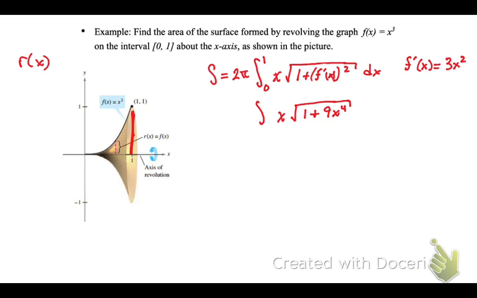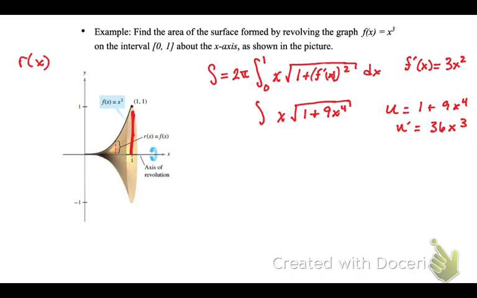Okay, so now what do you want to do? Where are your 2 pies? We're probably going to have to say u is 1 plus 9x to the 4th. So u prime is 36x cubed.